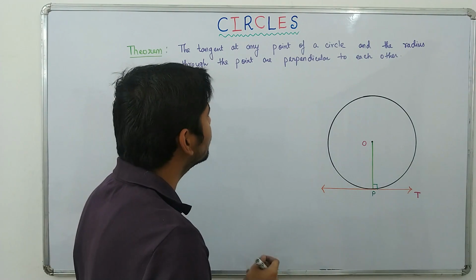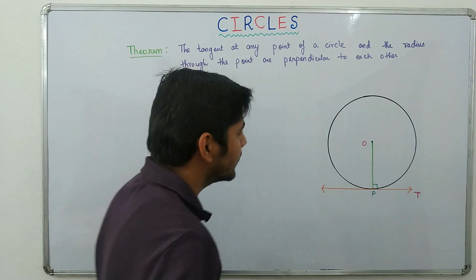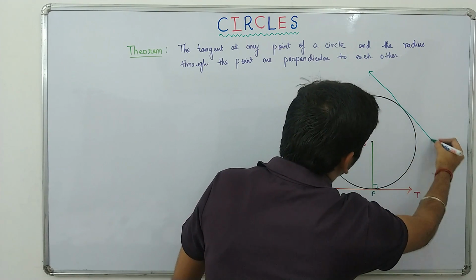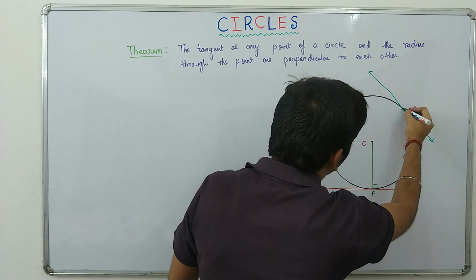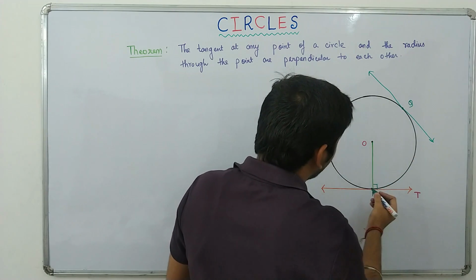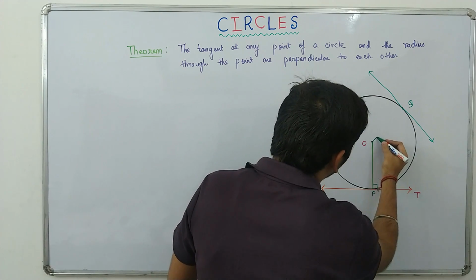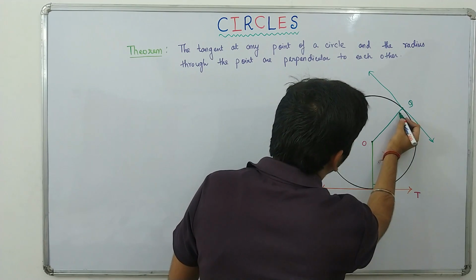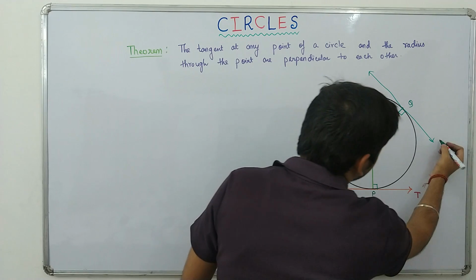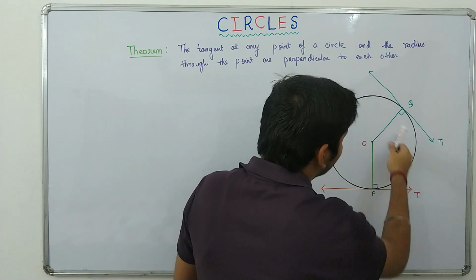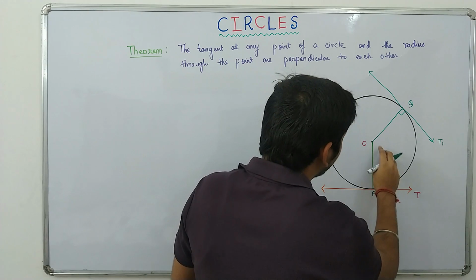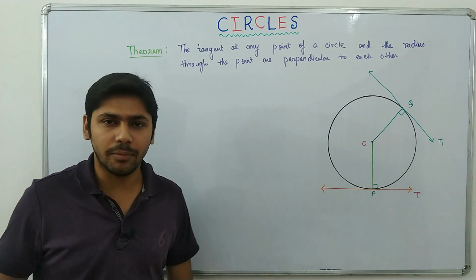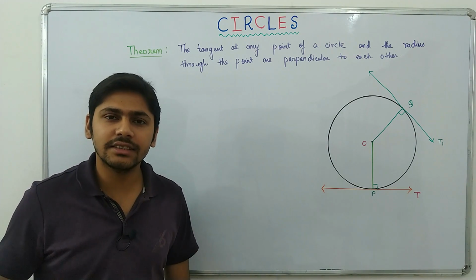Now this is true for any point on the circle. Say we have a tangent like this which touches the circle at point Q. If I draw a radius through the point Q, then the radius will be perpendicular to the tangent. Say the tangent is T1, then T1 will be perpendicular to the radius OQ. It's very simple, try to understand it properly. Now we move on to the next theorem.